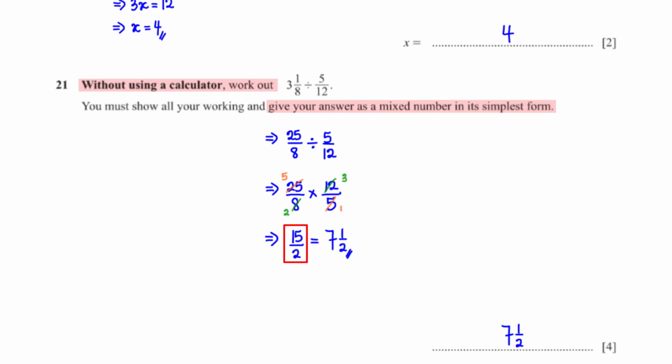15/2 is an improper fraction, so we need to convert it into a mixed fraction. 2 goes into 15 7 times with a remainder of 1, which we divide by 2. So we have 7 1/2.